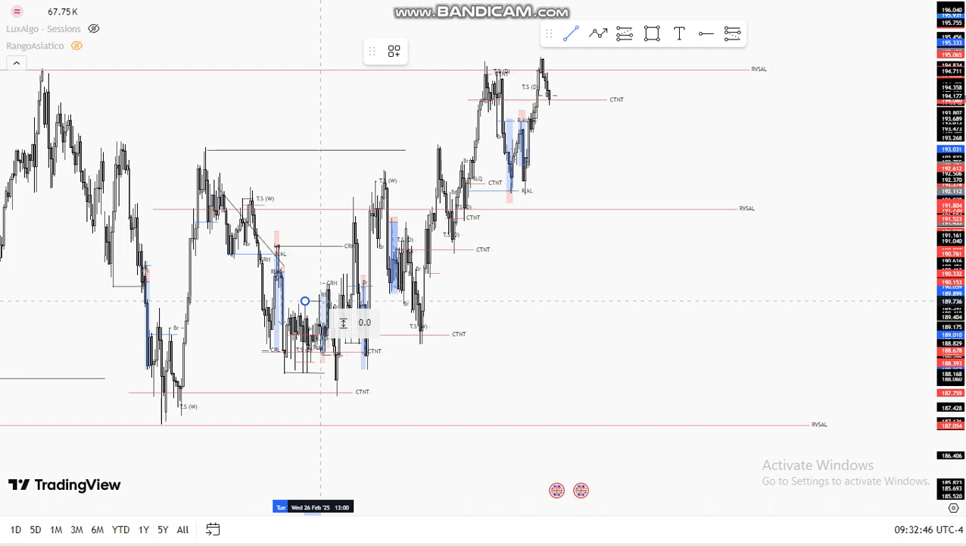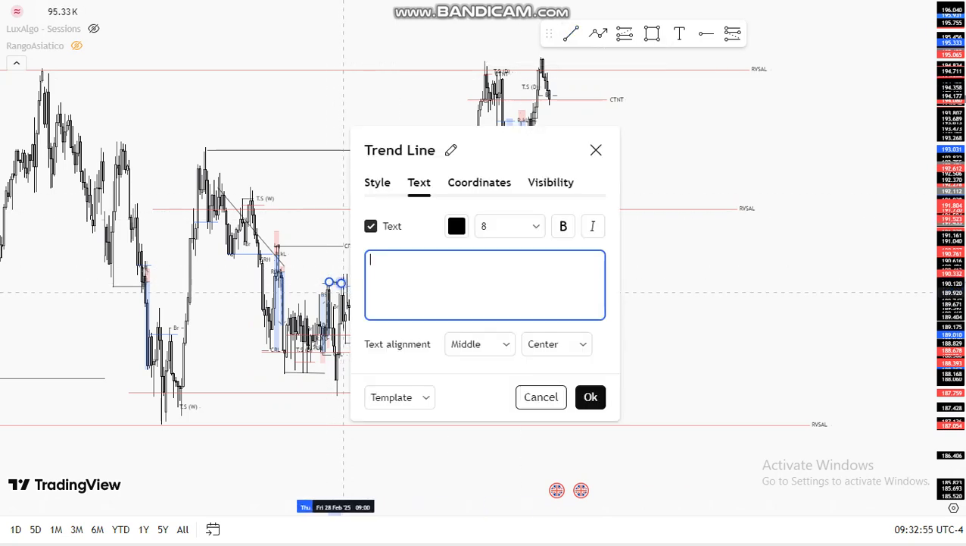Around this level you have a break of structure. Okay, this is not the break of structure, sorry. The break of structure is around here. Around this level you have a break of structure. Okay. So what happened next?